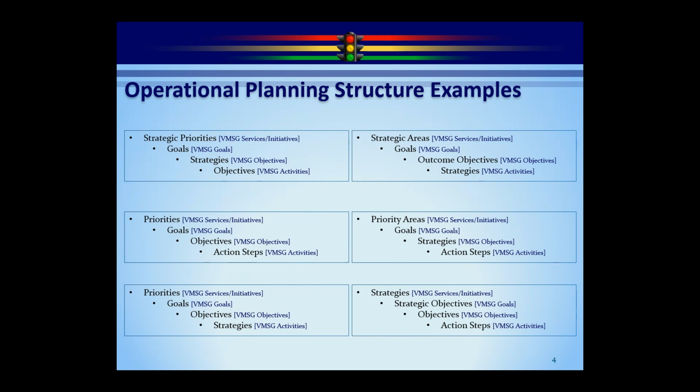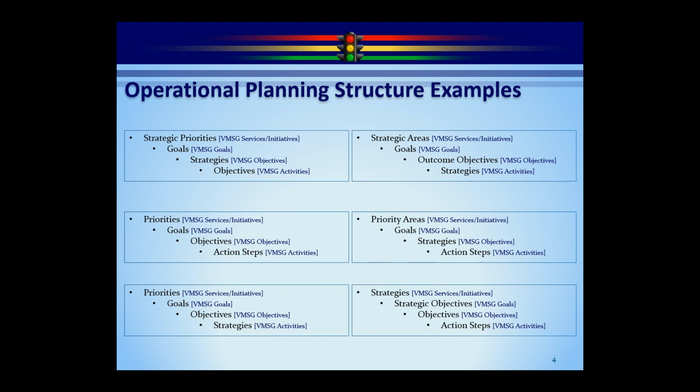One of the reasons I give you this is because at some point in time, somebody's going to come to you and say, hey, here's a new operational plan we want to put into VMSG dashboard, and it's going to have mixed up terminology in there. So what we're going to do today is look at the different levels of the pyramid and go through some real life examples from public health so you can kind of get an idea of, if I see this, it's probably a service or initiative. And if I see this, it's probably a goal.